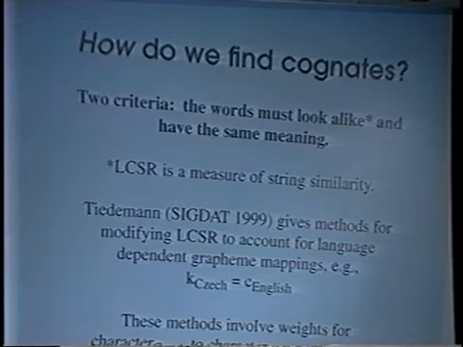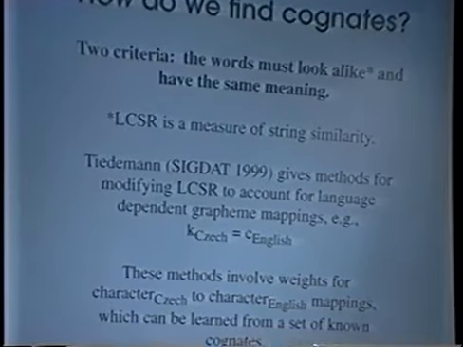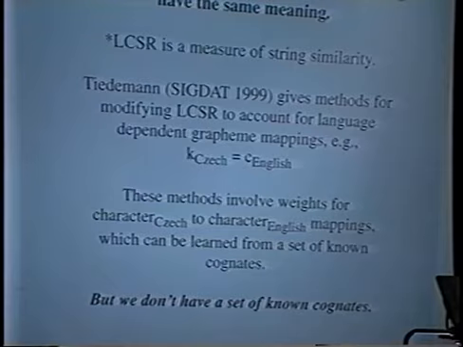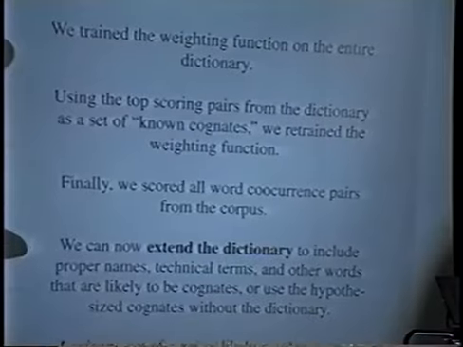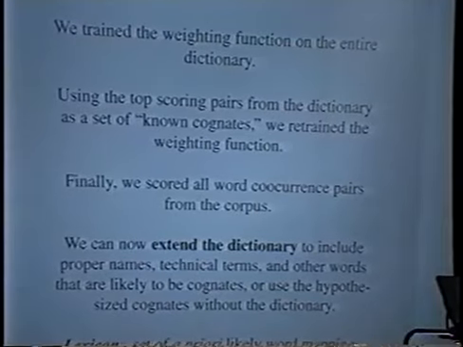And this year, Tiedemann from Sweden gave some methods for modifying this LCSR to account for language-dependent character mappings. For example, the Czech K maps very often to the English C in cognates. So these methods that he uses involve weights for any given Czech character to any given English character, beyond the LCSR weights, which are 1 or 0. And these mappings can be learned from a set of known cognates. But we don't have a set of known cognates. In our case, we do have a dictionary, and we also have a corpus.